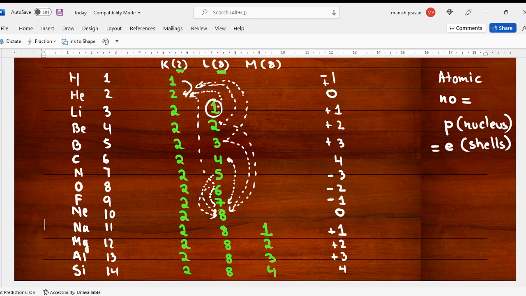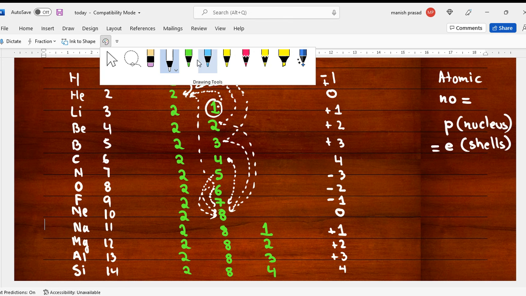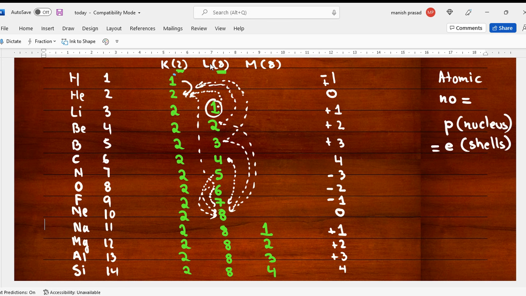Now, the electrons which are in the outermost shell are known as valence electrons. They are known as which electrons? Valence electrons, because they are related to the valency of a substance.